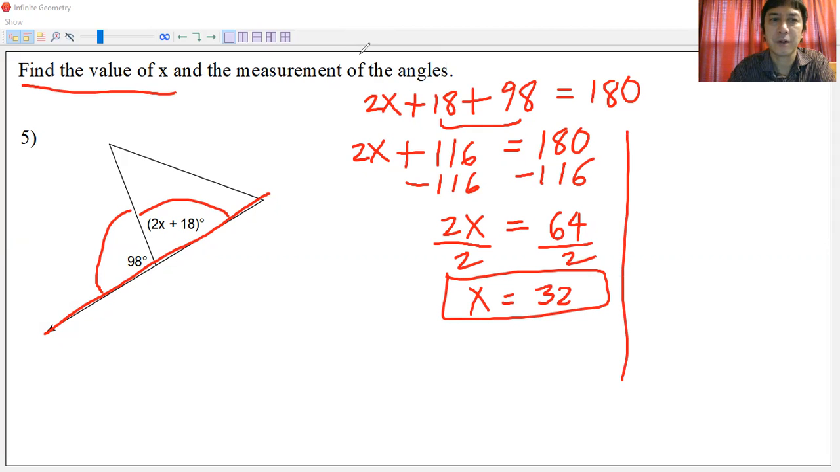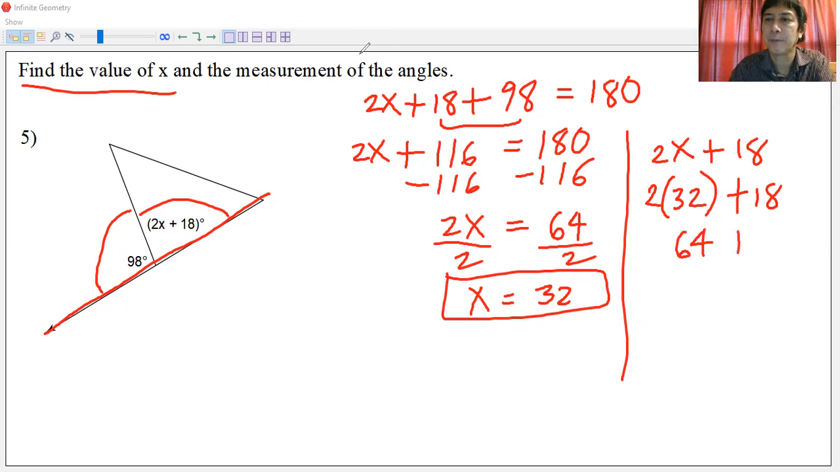This is now represented by 2x plus 18. So that means 2 times 32 plus 18. Knowing that our x is 32, this will now be 32 times 2, 64, plus 18. And so this will be 82. So that should be 82 degrees.